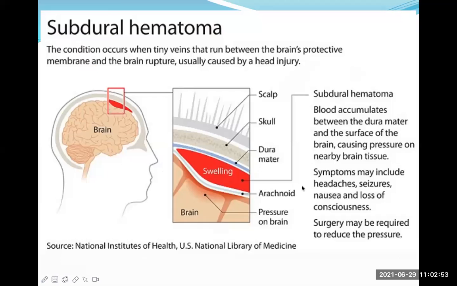Now, this is the subdural hematoma, and this swelling or the collection of the blood clot is between the dura mater and arachnoid mater. Subdural. It is not mainly caused by severe head injury. It may be caused by a slight amount of head injury and is more common in alcoholic patients.